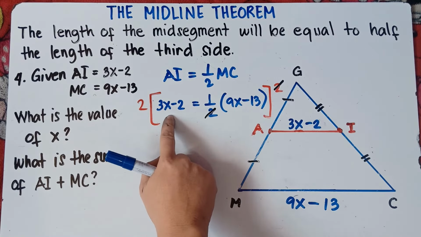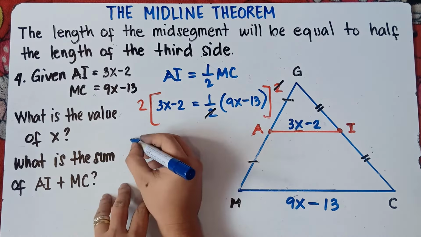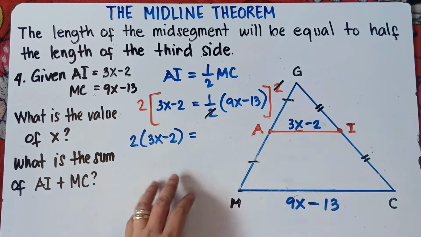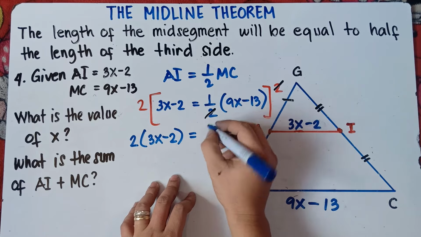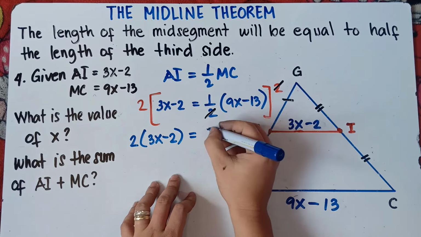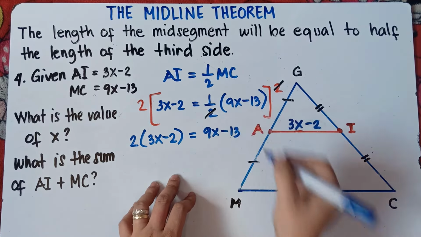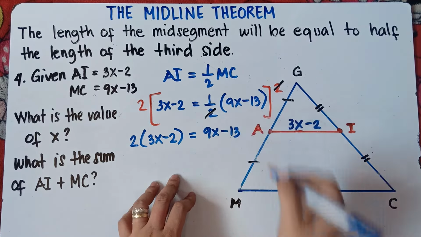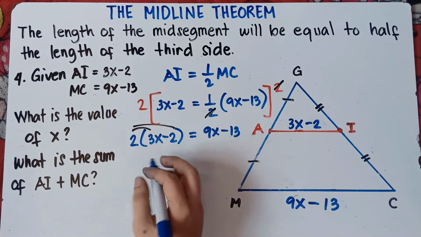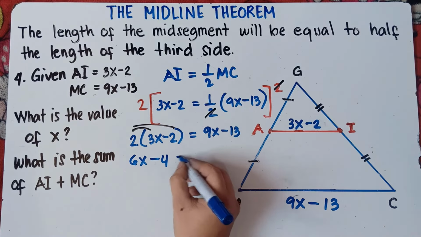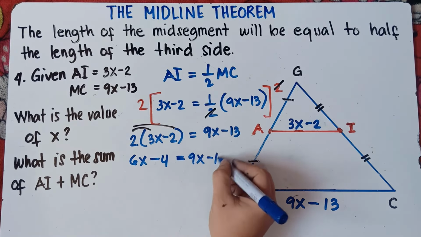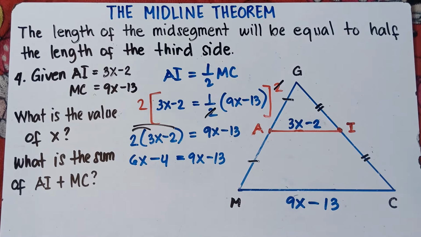So 3x minus 2 times 2: this will be 2 times 3x minus 2 equals, so we already canceled 2, 1 times 9x minus 13. Simply copy 9x minus 13. And then you distribute. Distributive property: 2 times 3x is 6x, 2 times negative 2 is negative 4, equals 9x minus 13. Almost done, class.